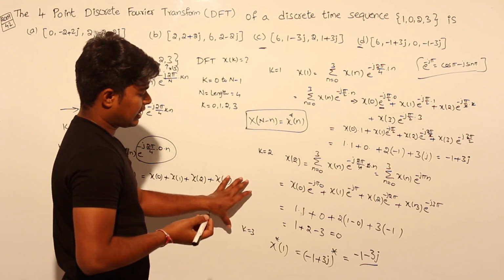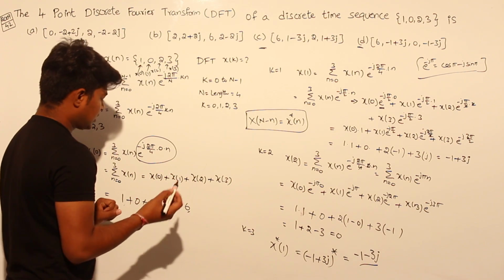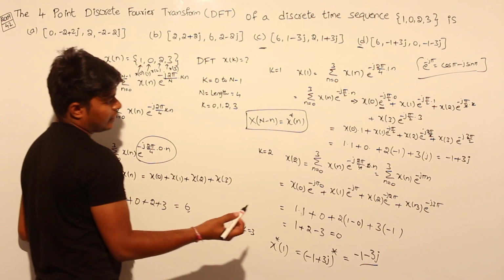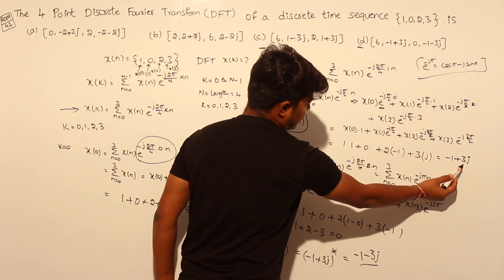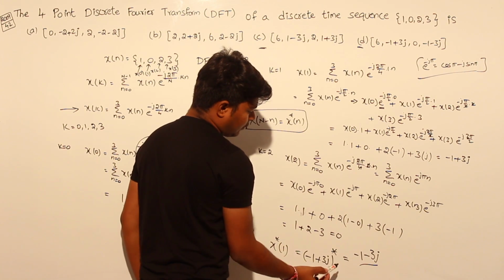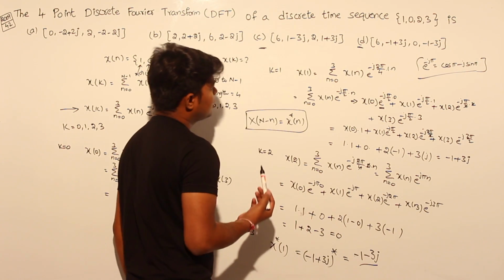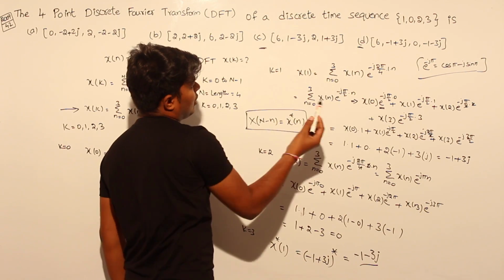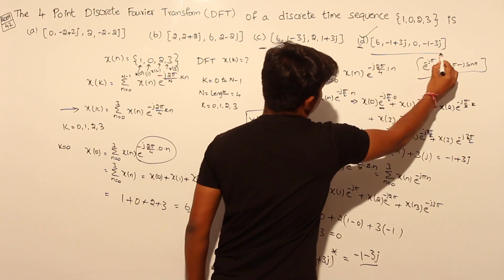So if you write all together, first term will be 6, second term will be minus 1 plus 3j, third term will be 0, fourth term will be minus 1 minus 3j. If you observe in the options, option D is the correct answer.